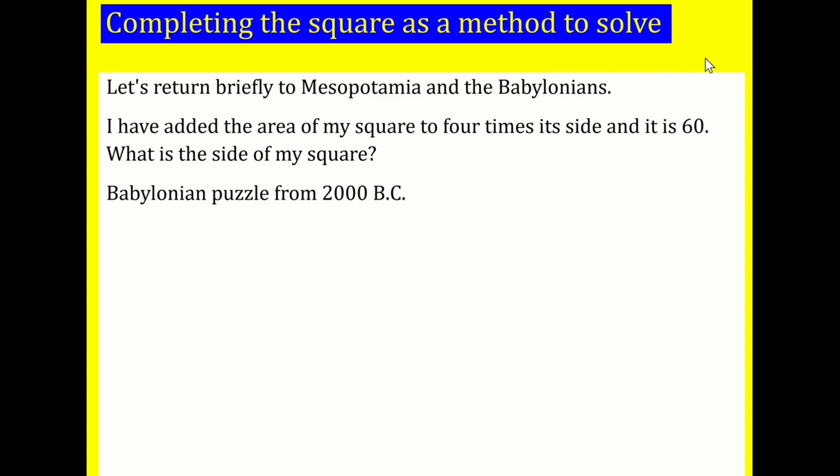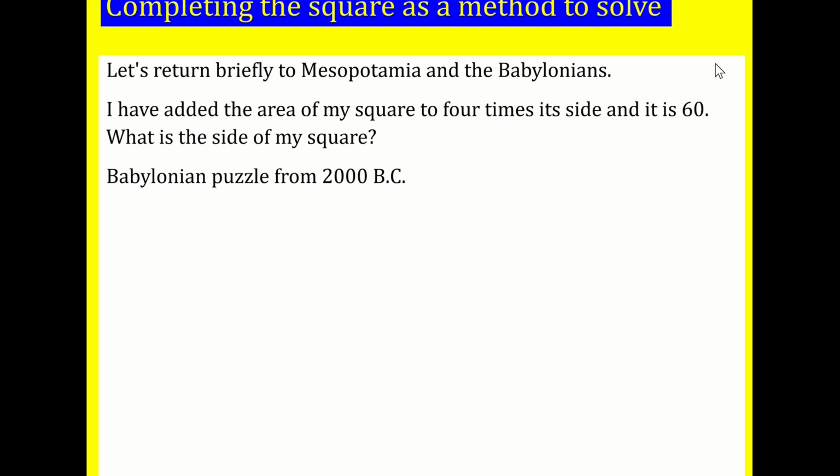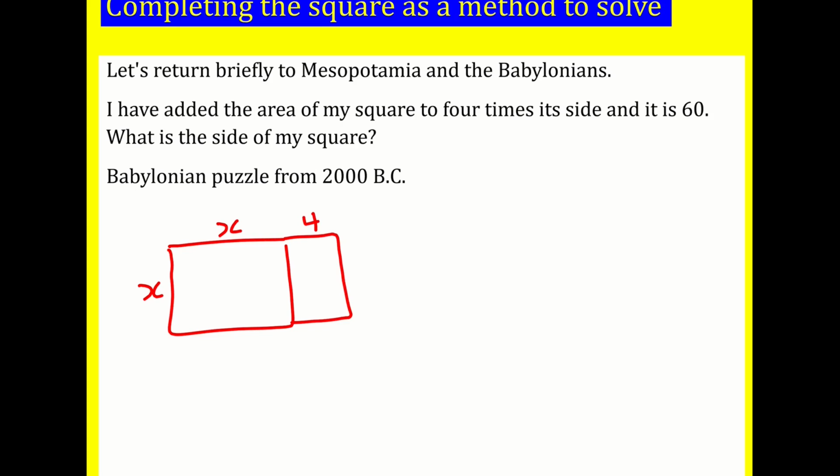So let's set this up. I'm just going to remind you about this. If we have a square and we want to find the side, then we can call it x and x. And then I'm adding to my square 4 times its side. So that's going to be 4x. And I could add this little bit on, 4x. And that is equal to 60 overall.